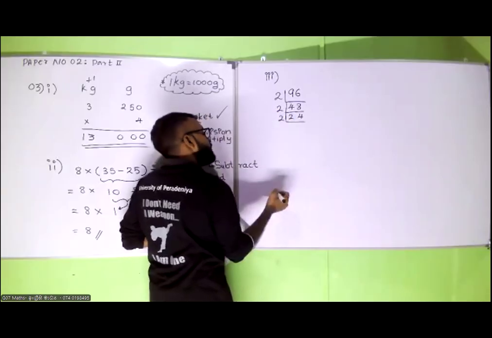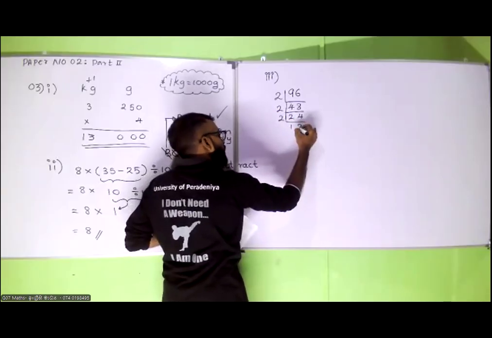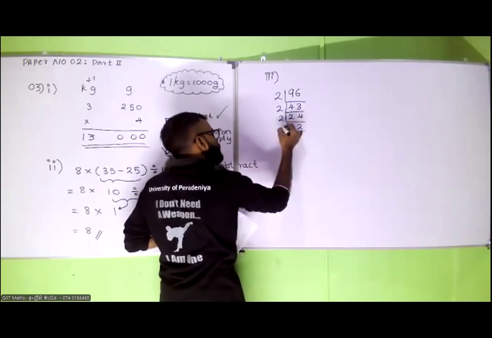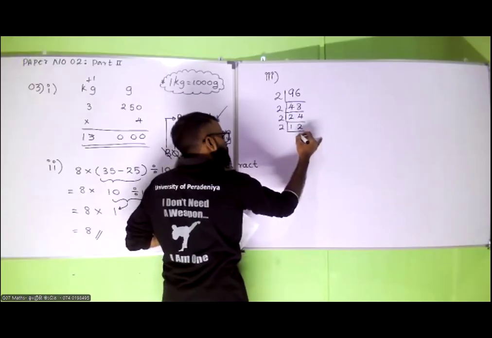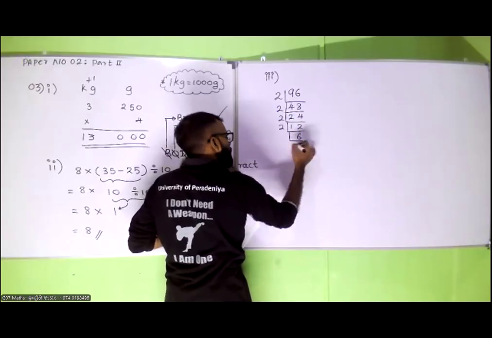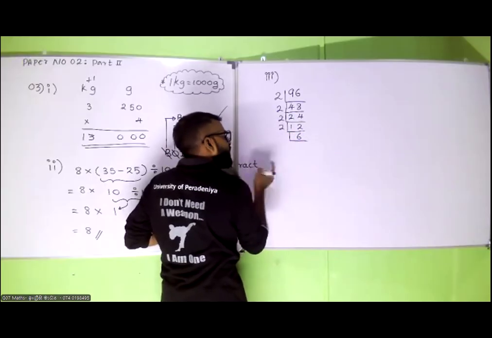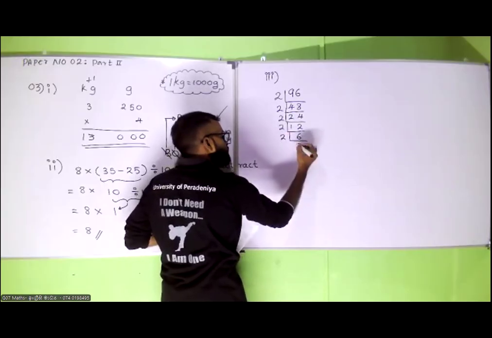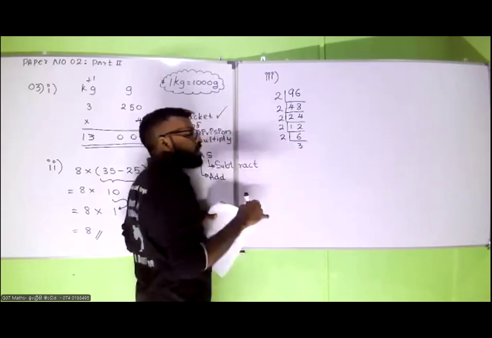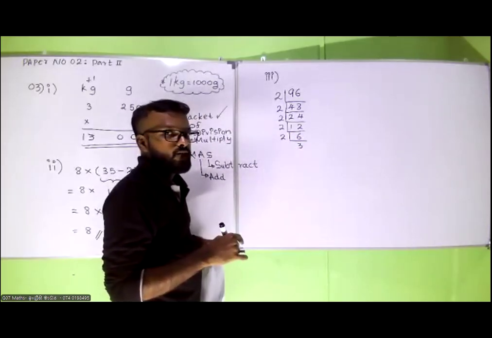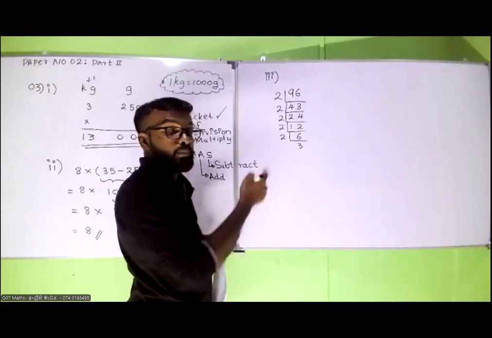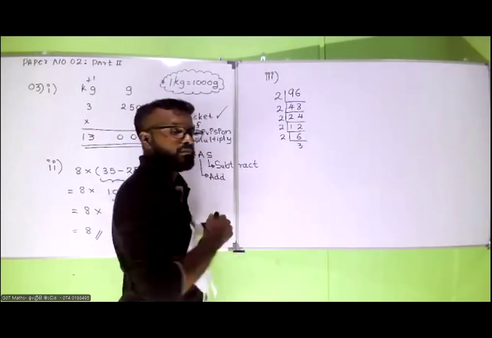So, I will use the same number. 2 times 12. Here we have 12. Again, I can use 2. 2 times 6. Super. Here we have 6. I can use 2 again to divide. 2 times 3. Here I have number 3. Now, I cannot divide that by 2. So, I will use the next prime factor, number 3.